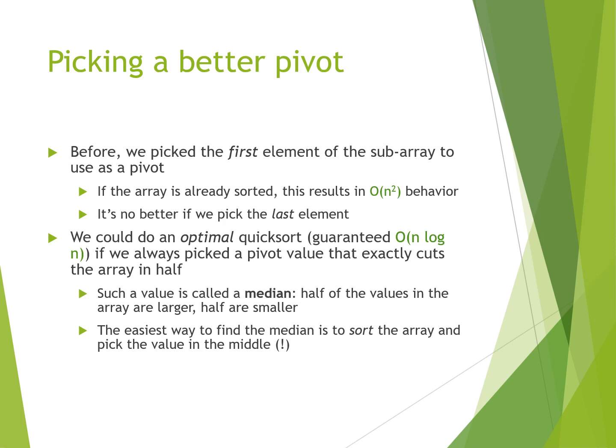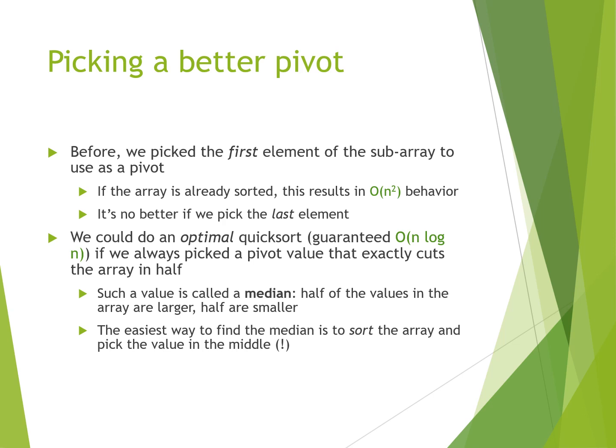How do we pick a better pivot? Before, we picked the first element of the subarray to use as a pivot. If the array is already sorted, this results in O(n²) behavior. It's now better if we pick the last element.